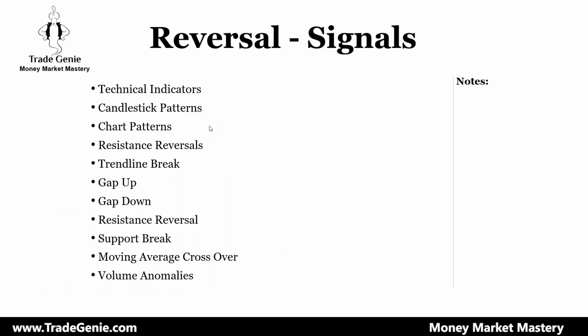So gap down, support break, moving average crossover. So it could be the 20-day crossing below 50, 50 crossing below 200, or 50 crossing above 200. So various kinds of moving average crossover. Another one is the volume anomaly. I teach classes on the volume. Volume creates validation, and volume creates anomalies. So keep an eye on the volume and see if the price action is validated by the volume. If not, maybe there is something going on.